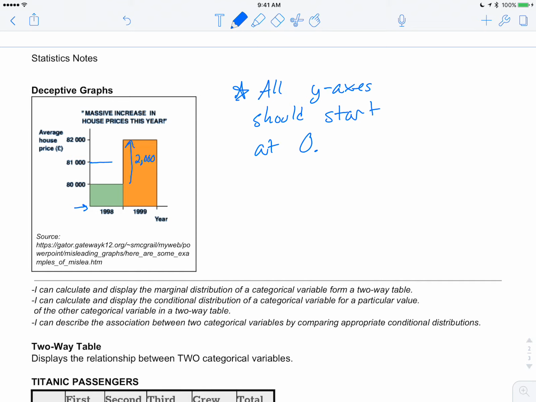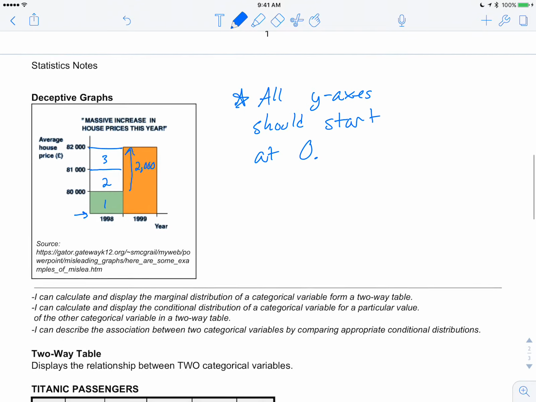It looks like we can fit 3 of these green things, or columns, into the one orange. So it's trying to show there's a bigger increase than there actually is. So this is going to be an advantage for someone. I'm not exactly sure who, but somebody is taking advantage of this graph.